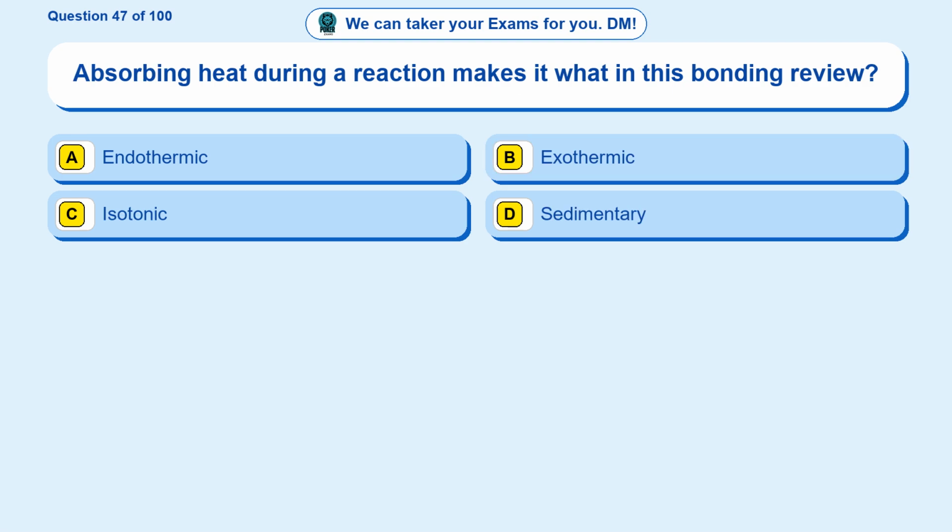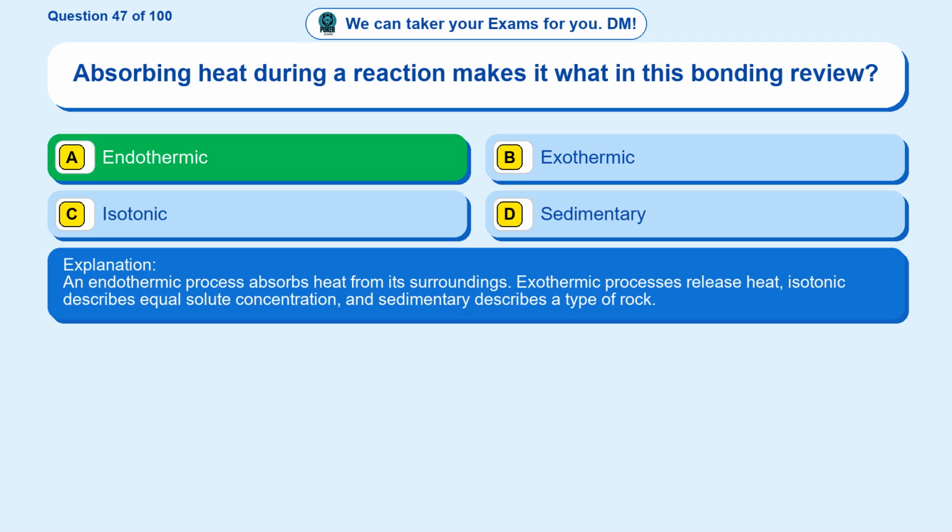Question 47. Absorbing heat during a reaction makes it what in this bonding review? Option A endothermic. Option B exothermic. Option C isotonic. Option D sedimentary. The correct answer is option A. Endothermic. An endothermic process absorbs heat from its surroundings. Exothermic processes release heat, isotonic describes equal solute concentration, and sedimentary describes a type of rock.